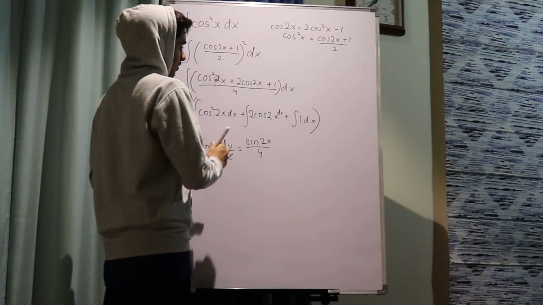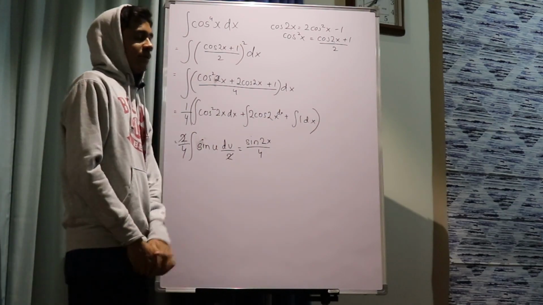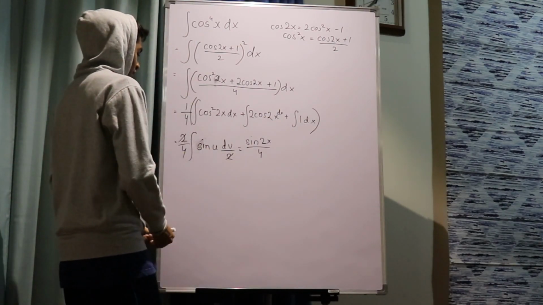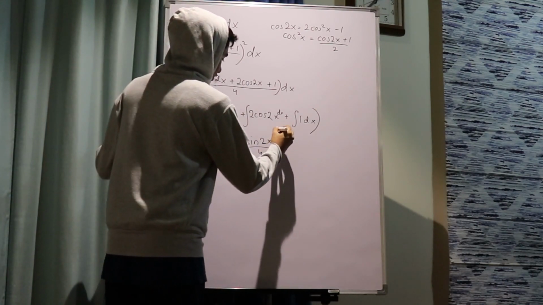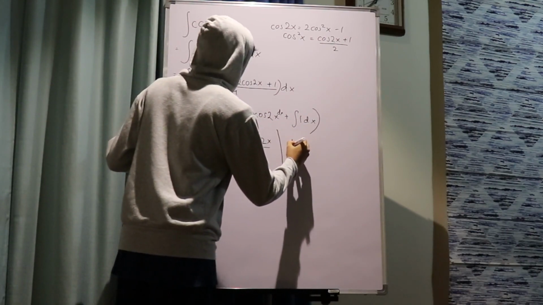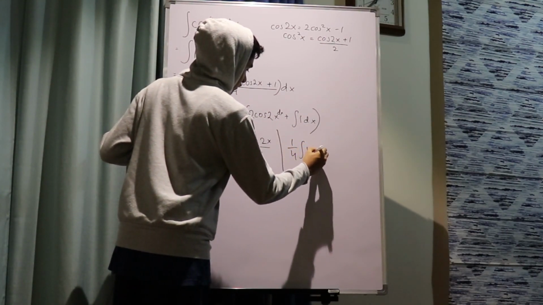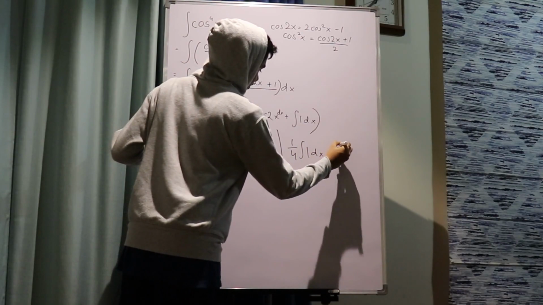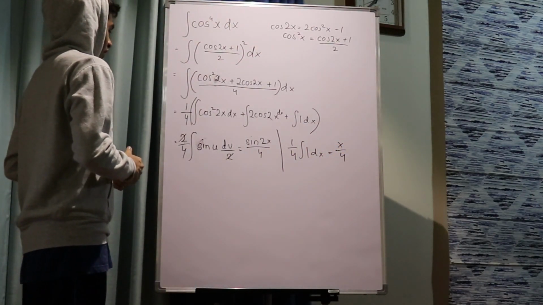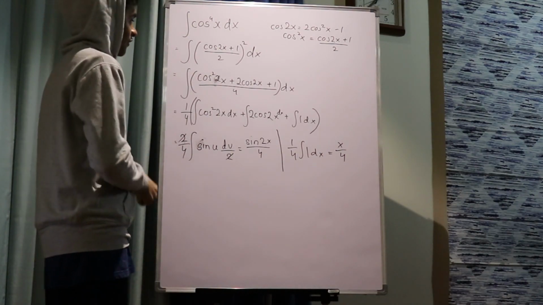Okay, now we'll go to the second one. We already know that the integral of 1 is just x, right? So the integral of this, which is 1 over 4 of 1 dx, is just x over 4. Right, so we've got two of the integrals out of the way.